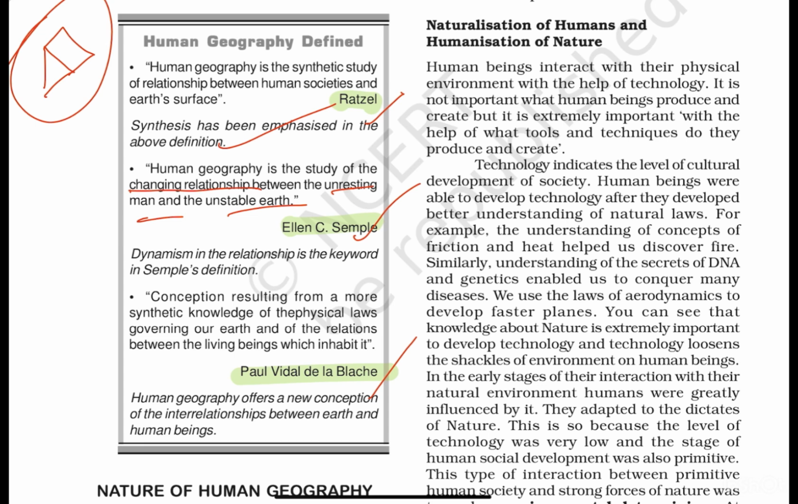According to Ratzel, synthetic study of human societies and Earth's surface. You are studying here synthesis, which means integration. Okay, combining parts into whole. So here, what are we doing? The human settlements, they are combining the landforms, all of these things which we have already discussed. Ellen C. Semple, according to him, we have studied the changing relationship between unresting man and unstable earth, so dynamism. And Paul Vidal de la Blache, understanding from synthetic knowledge of earth's laws and life's interaction. So in conclusion, we can say that human geography offers a new way to look at the earth-human relationship.